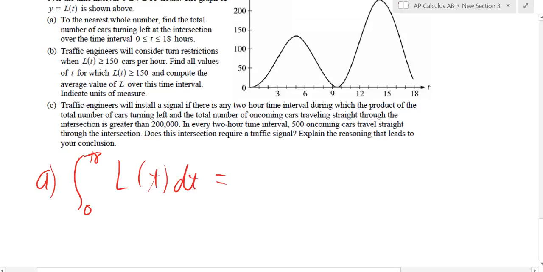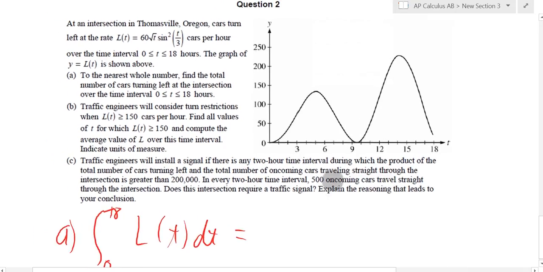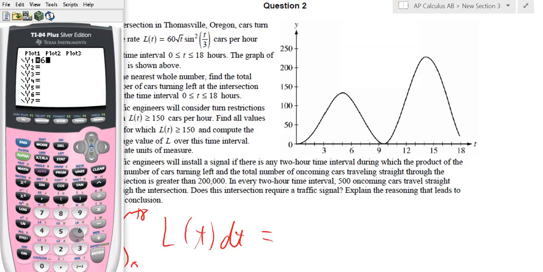Is that okay? And again, on my calculator, I'm going to go into y1 and type in what this function is. It's kind of annoying, but it's 60 square root of x. They like to give these square root trig functions because you can't integrate them by hand. You have to use a calculator. And the way you put in sine squared is you do sine like normal, then put in x over 3, close the parenthesis and square that. Although it looks like it's just on the parenthesis, it's actually on the whole sine.